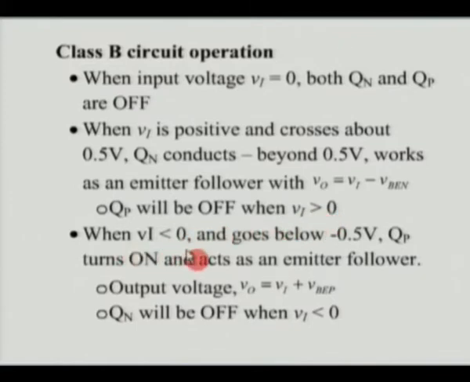When Vi is less than 0 and goes below minus 0.5, QP turns on, and this now acts as an emitter follower. The output voltage Vout in this case we can write as Vi plus VBP. Mind you, in a PNP transistor the emitter would be more positive, whereas in an NPN transistor the emitter would be less positive compared to the base. So hence this changes. Now Qn will be off for the entire duration when the input voltage is less than 0.